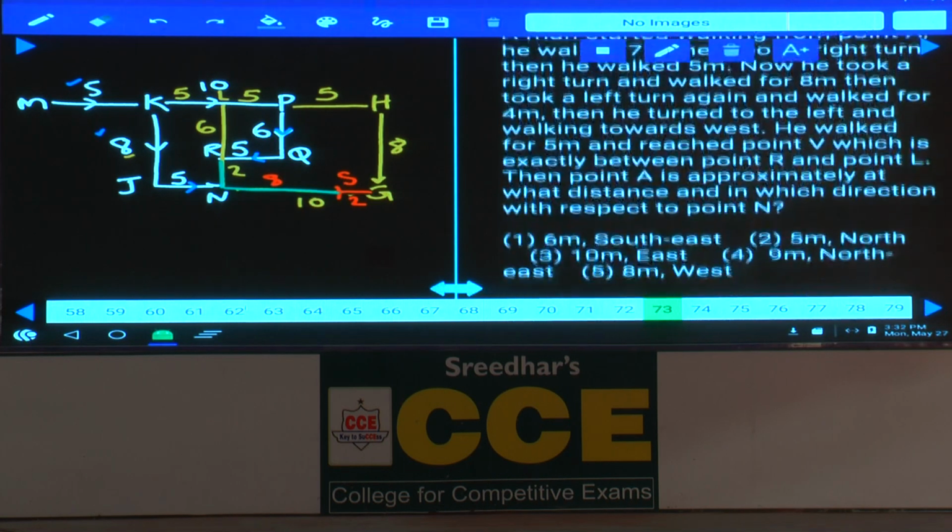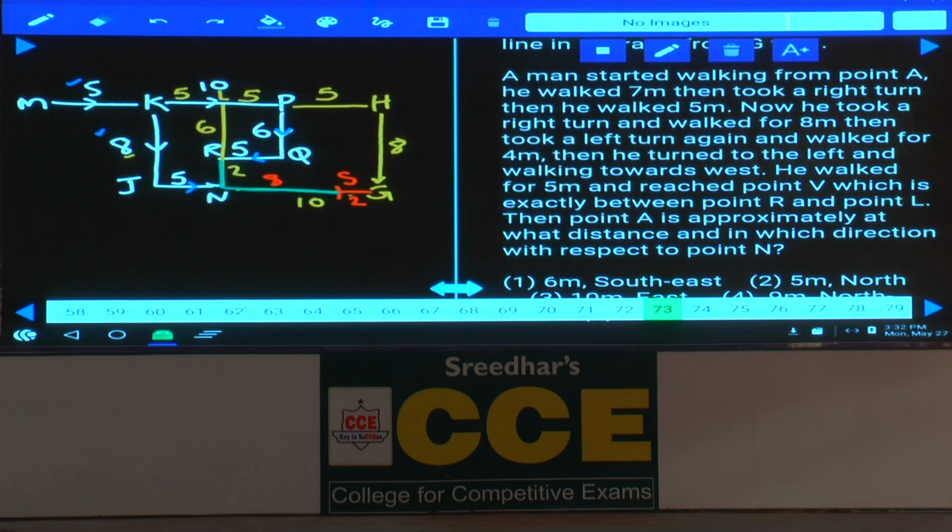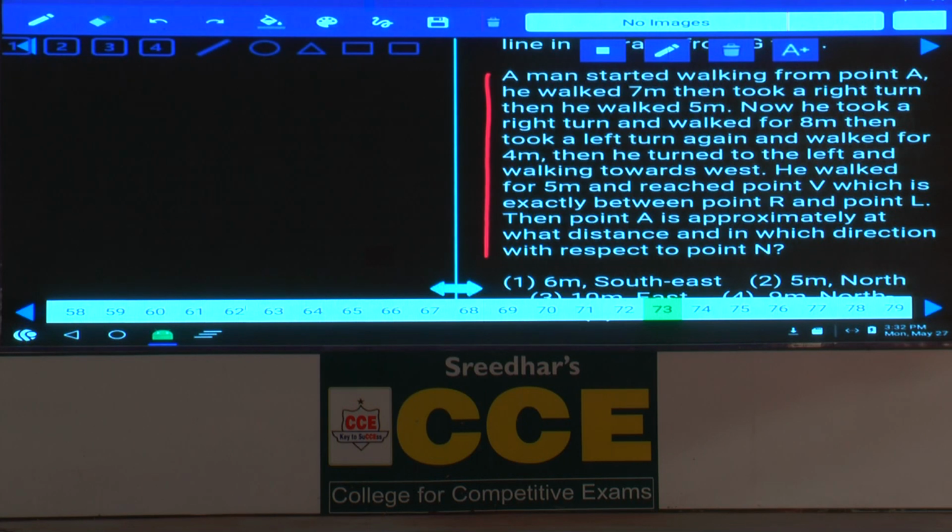Now 73, a man started walking from point A. As of now, we do not have any information where this A is. The direction is also not clearly specified, whether this man started towards east or west or north or south. Whenever the direction is not given, how to work this out? Earlier, we have discussed that, isn't it? You can take any direction for our comparison.